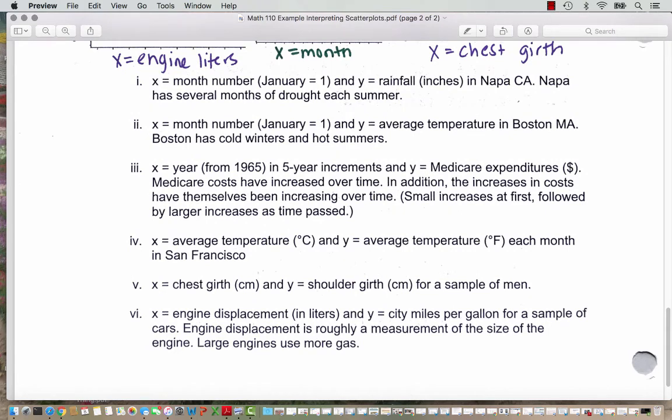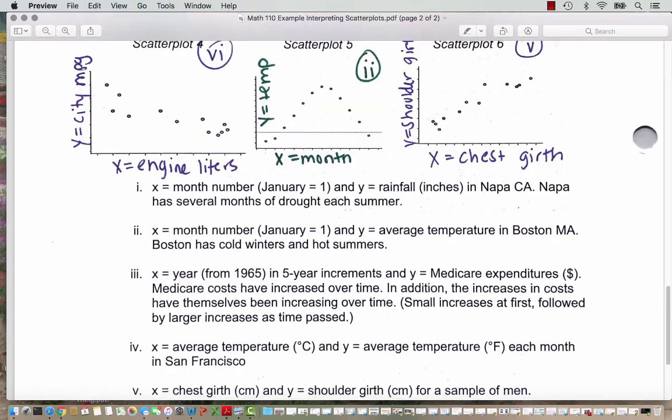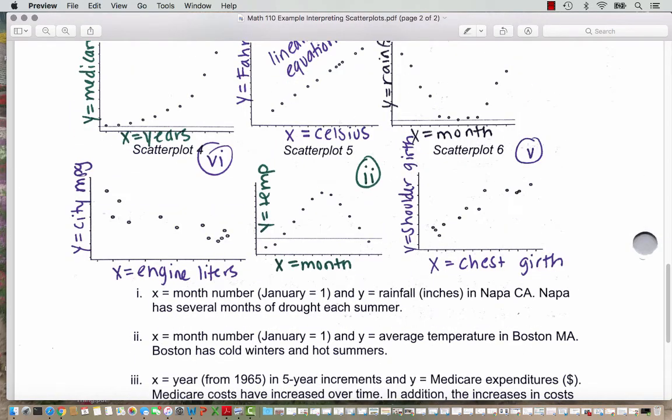Scenario 5 has x as the chest girth measured in centimeters and y as the shoulder girth for a sample of men. So loosely, I'm thinking that men with smaller chest girths are going to have smaller shoulder girths. And then men with larger chest girths are going to have probably larger shoulder girths. The chest girth and shoulder girth are probably roughly proportional to the height and build of the man. So I'm looking for a graph that's increasing as the chest girth increases. I expect the shoulder girth should also increase. So Scatterplot 6 here is the best match for that.